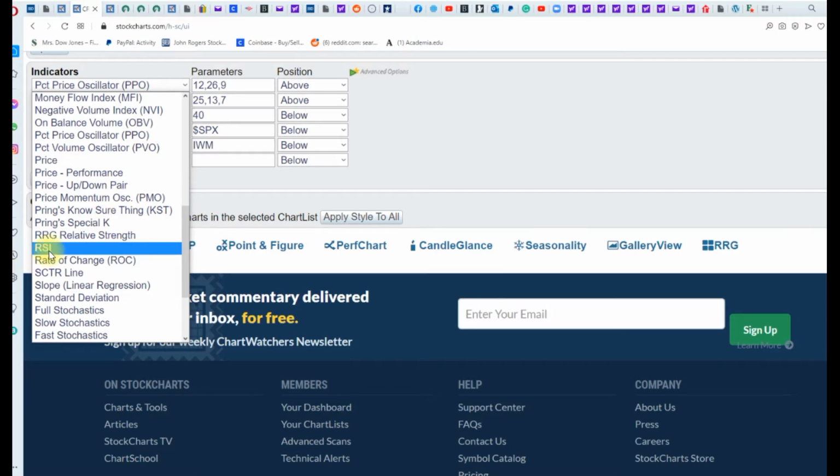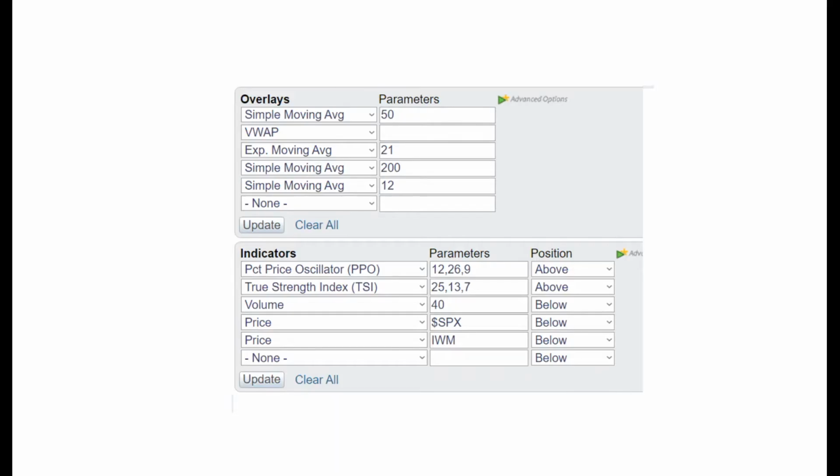Right now what we're showing over here is the relative strength. We have selected that, and then we click on it, that's what's going to happen, and a complete overview of it will be here. We have simple moving averages, and by default they fall at 50-day. You can come over here and change the day. The exponential moving average is 21-day, simple moving average 200, and simple moving average 12.